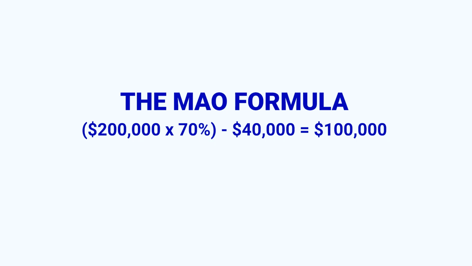So if we took our equation of 200,000 times 70% is 140,000 minus $40,000 in repair costs, that leaves us with a MAO, or a maximum allowable offer, of $100,000. Now you might say, great, I'll offer $100,000 for that house. Wrong. I don't want you to do that. I want you to say to yourself, every dollar that I can bring this purchase in under $100,000 is pure profit in my pocket for me and for my family.